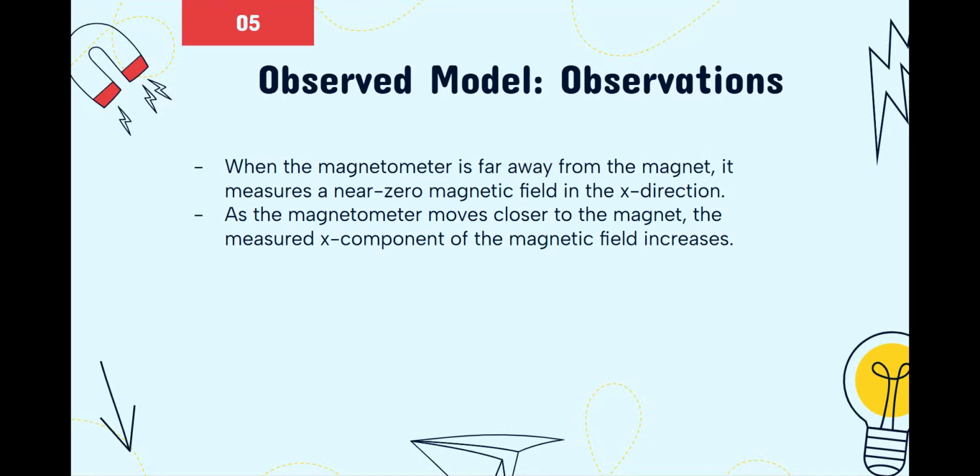Okay, so for observations, in terms of qualitative observations, when the magnetometer was far from the magnet, the x component of the field was close to 0, and as it moved closer, the x component increased consistently, which matched what the dipole model predicts. The field gets stronger at shorter distances.